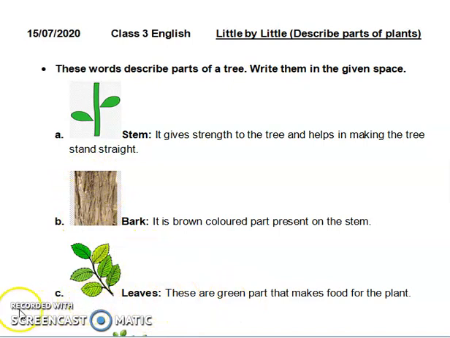Moving on to the next, part C. These are leaves. Yes. So you must be knowing this part. This is a very important part of a plant. Why? Because it makes food for the plant. These are green parts that make food for the plant. Like for you, your mother or your father or your sister or maybe your grandmother makes food, but for a plant these leaves make food, because a plant is also a living being, no? So that also needs food.